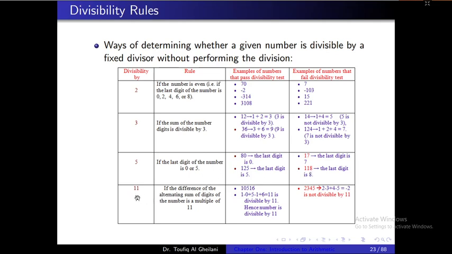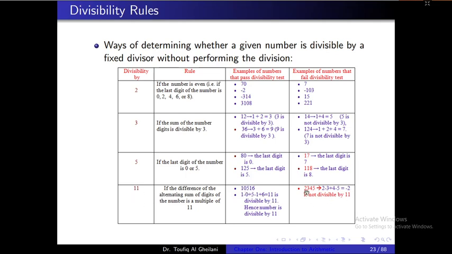Now, about numbers divisible by 11. A number is divisible by 11 if the difference of the alternating sum of its digits is a multiple of 11. For example, 10,516. We take the difference: 1 minus 0 plus 5 plus 5 minus 1 plus 6, and we get 11. So it's divisible by 11. So this number is divisible by 11.